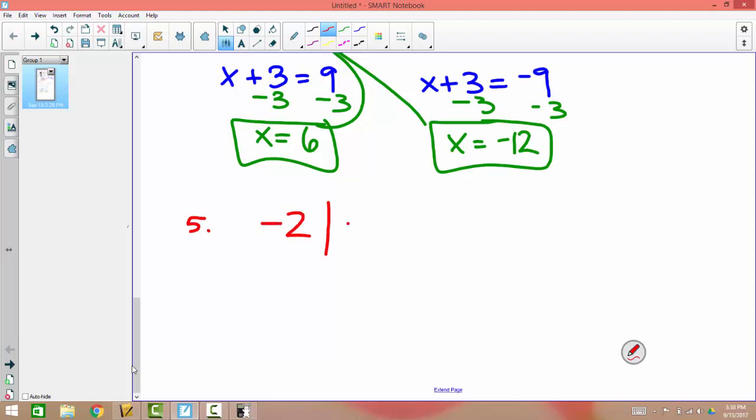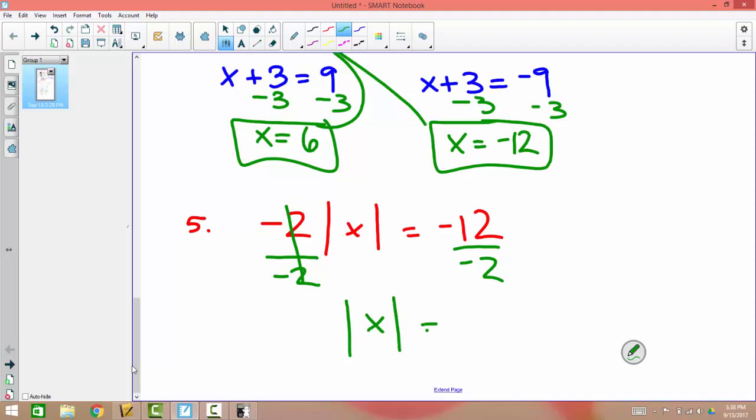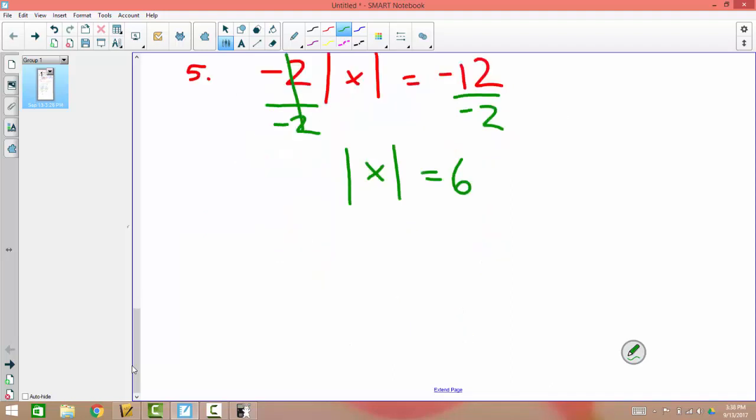If you have something like this, you would need to first isolate the absolute value, just like we've been doing. So you would divide both sides by negative 2. So now you have the absolute value of x equals 6. Well, you again have two solutions, positive or negative 6.